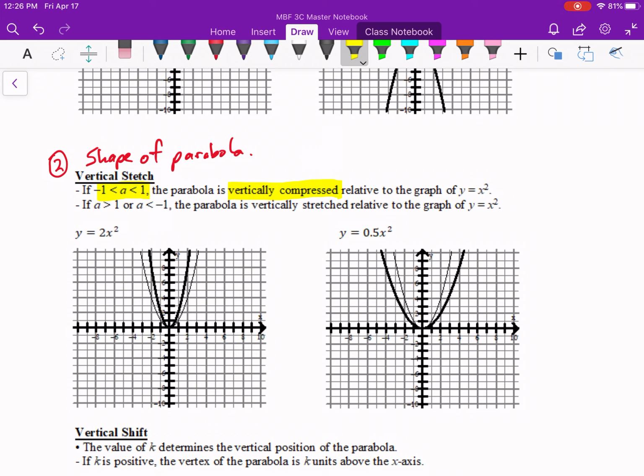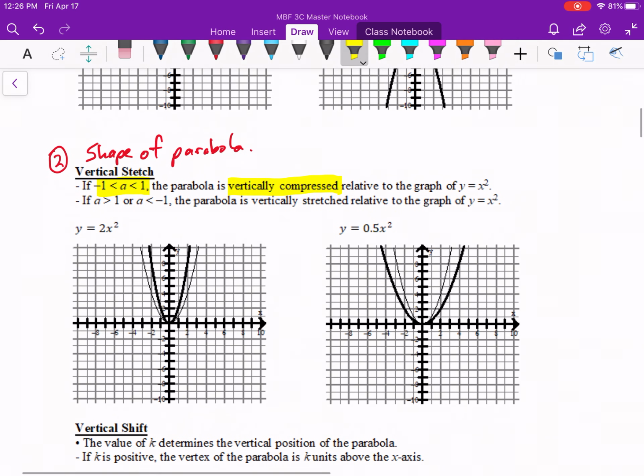That negative one that I've highlighted would just mean that it opens down. So any number between 0 and 1, positive or negative, is going to be compressed. And here's an example of that right here. Again, the a value comes in front of the x squared, and that is between 0 and 1. And so that would be this graph right here, the one that's highlighted in black.